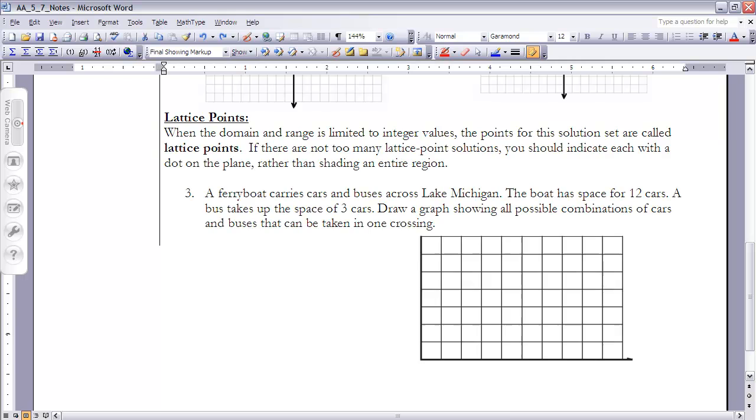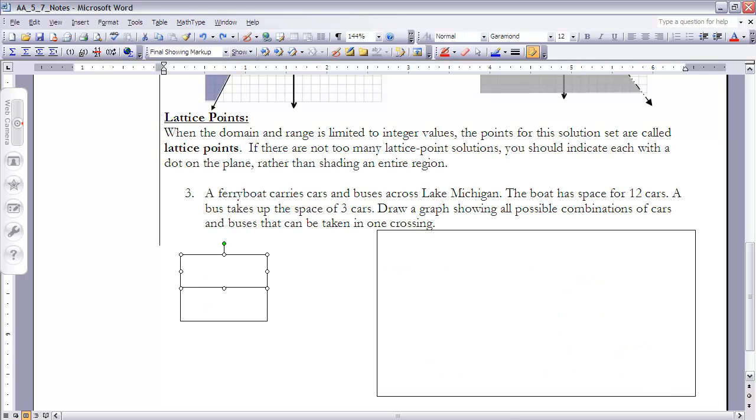Okay, finally let's take a look at number 3 here. It says a ferry boat carries cars and buses across Lake Michigan. The boat has space for 12 cars and a bus takes up the space of 3 cars. Draw a graph showing all possible combinations of cars and buses that can be taken in one crossing. Okay, well, the first thing I want to do is assign variables. Well, I know that I'm looking for cars and buses, so the two variables that I'm going to have is C is equal to the number of cars and B is equal to the number of buses.